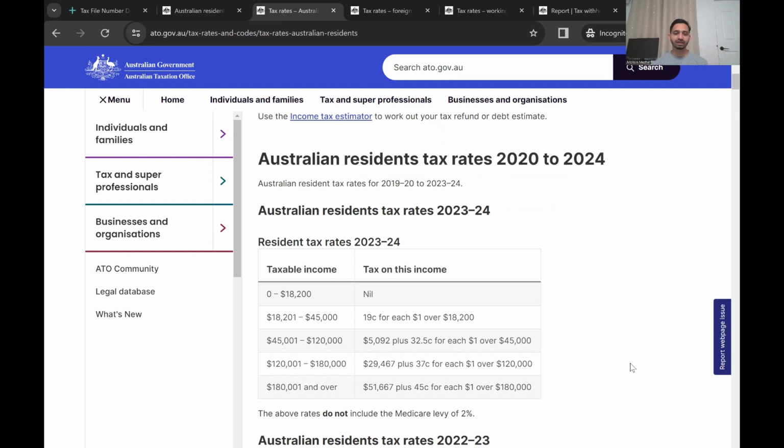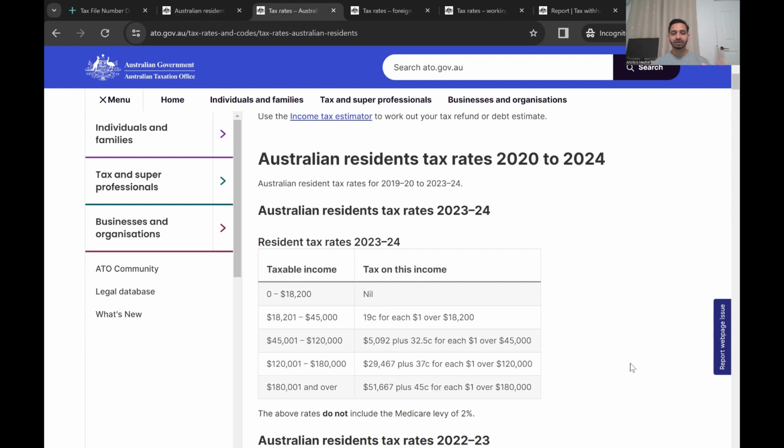From 0 to 18,200, you actually pay no tax. So that's the tax-free rate. And if you think about it, the $350 that my student was getting per week comes to 18,200 per year. So he shouldn't be getting any tax withheld from his pay, but he was actually getting $114 withheld on a weekly basis. And I will show you how it was being withheld.